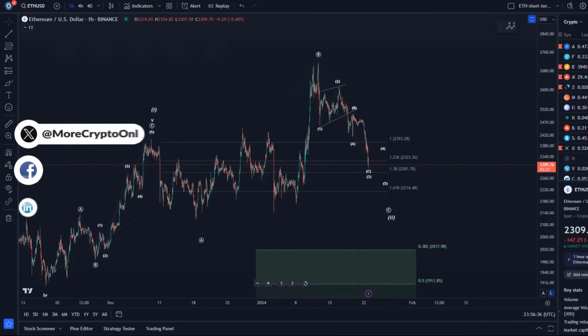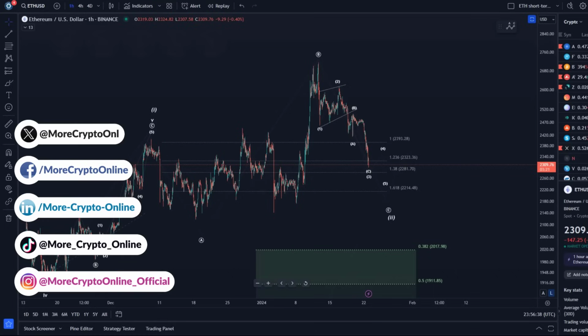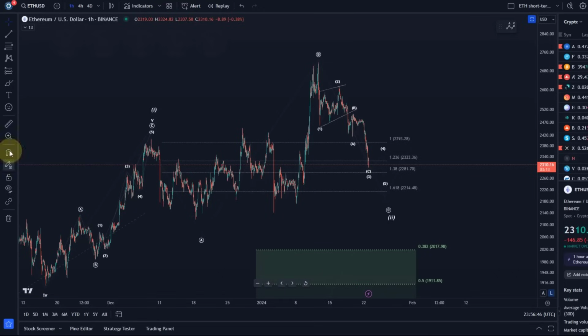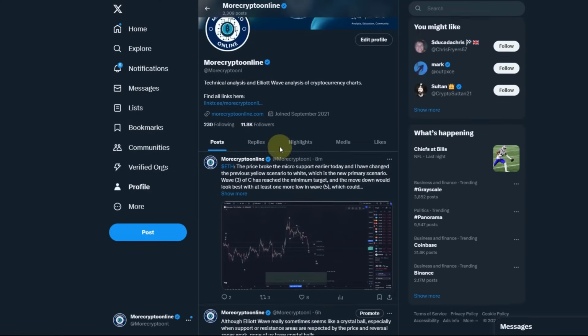Ethereum broke below micro support, and as already highlighted earlier today on Twitter, we've seen a break below that micro support and we are likely in this C wave of wave 2, and there are still one or two more lows to come ideally.